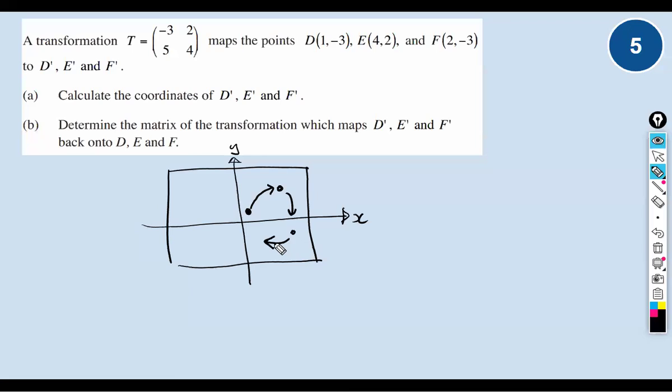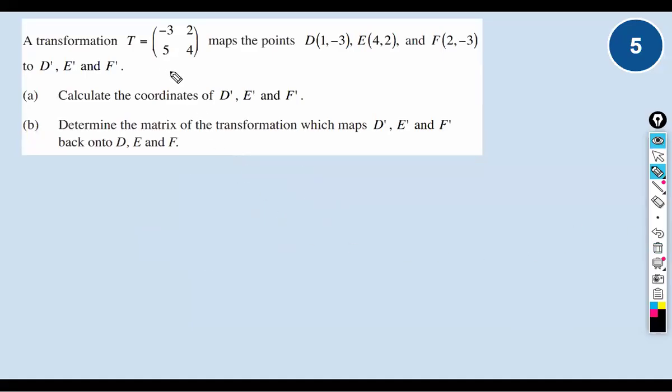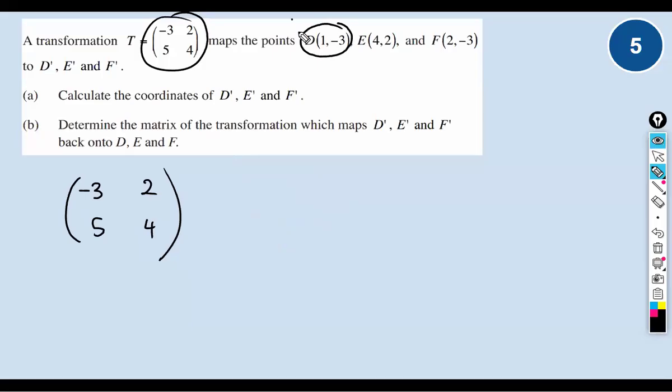Guess what they use to do those calculations? Matrices. You can apply matrices to points to change their location. So anytime you have a matrix like this, let me say the matrix is -3, 2, 5, and 4. If you take this matrix and multiply it by a certain point, like point D, it will take point D and change the coordinates of D.